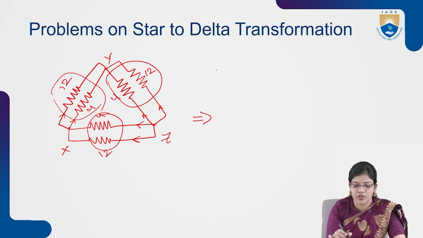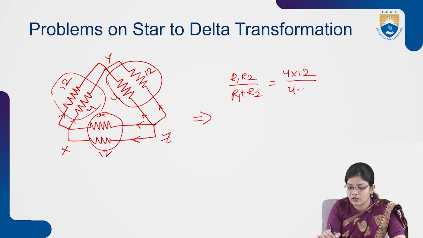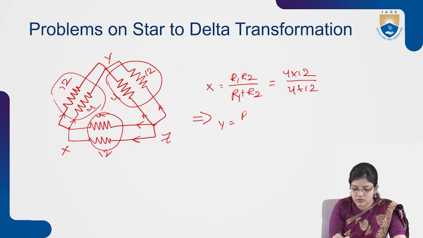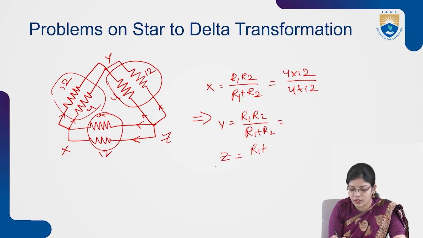So for this, first we have to convert this parallel circuit into a delta network. So we are using the formula which is R2 by R1 into R2 by R1 plus R2. If we calculate all these resistances connected in parallel, we'll be getting the values. So this is for X and this will be for Y, which is R1 into R2 by R1 plus R2.